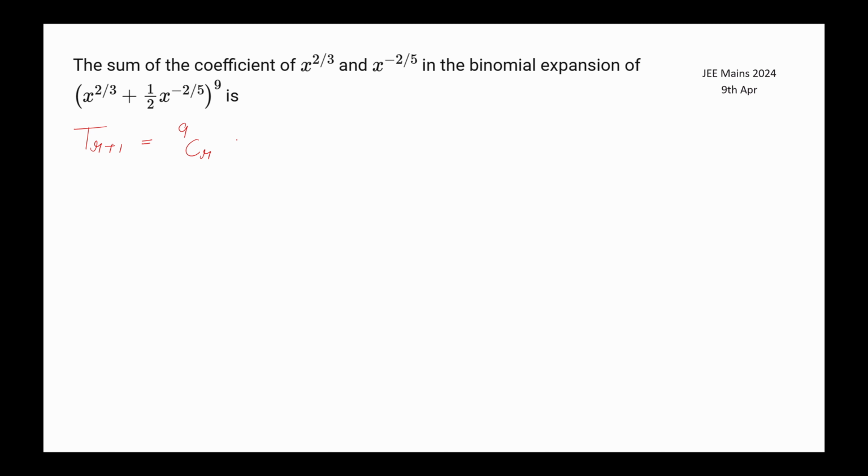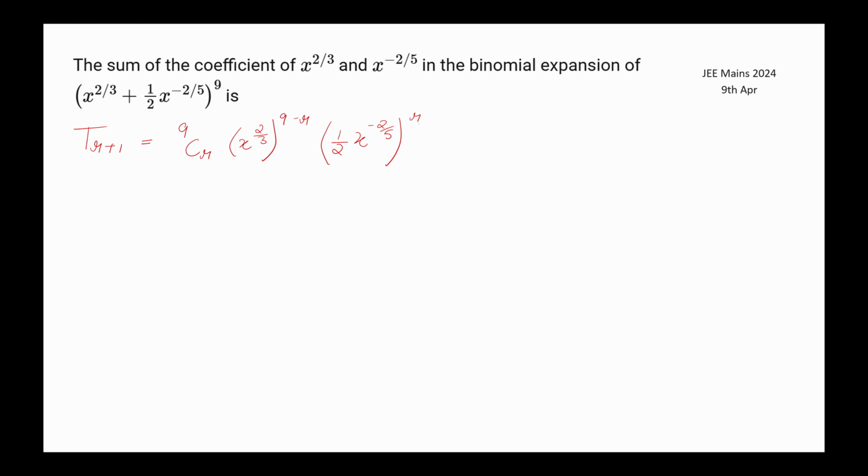nCr x to the power n minus r. And what is my x here? x to the power 2/3, to the power n minus r, y to the power r. And what is my y here? (1/2)x to the power -2/5, to the power r.